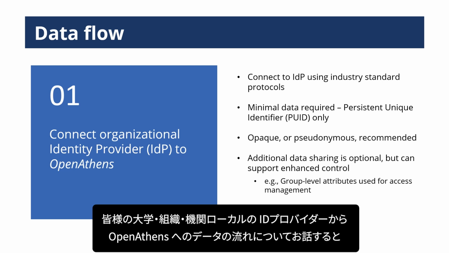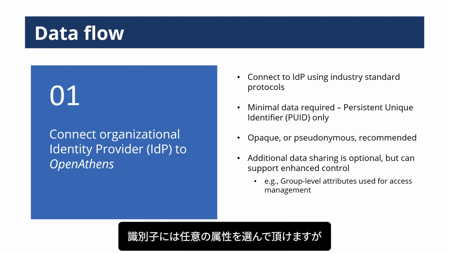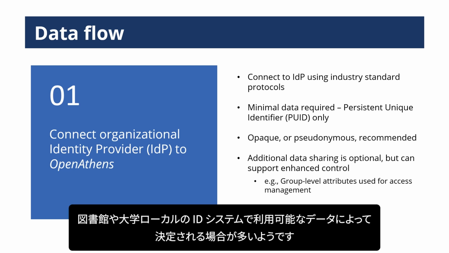So, with regards to the data flow from your institution's local identity provider into OpenAthens, the only attribute that OpenAthens requires is a persistent, unique identifier. This can be any attribute of your choosing and oftentimes will be dictated by what data is available in your library or university's local identity system.